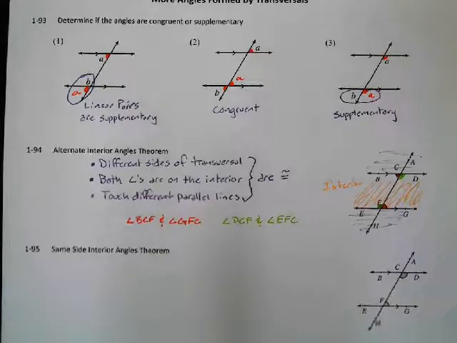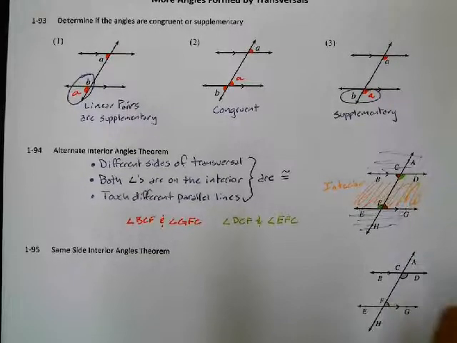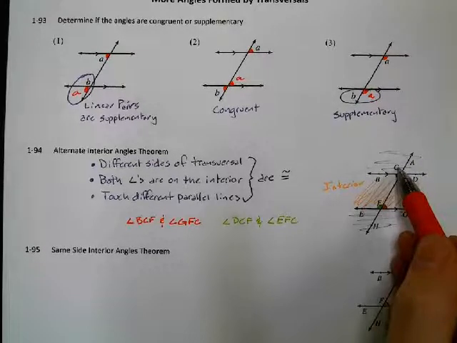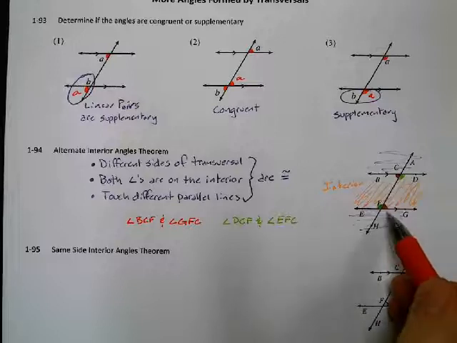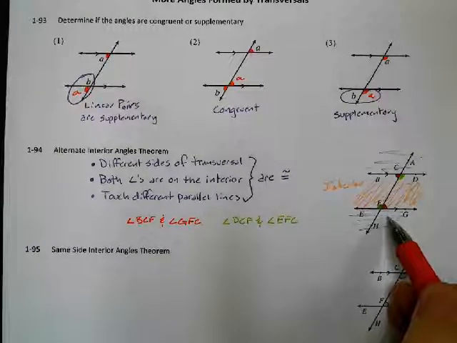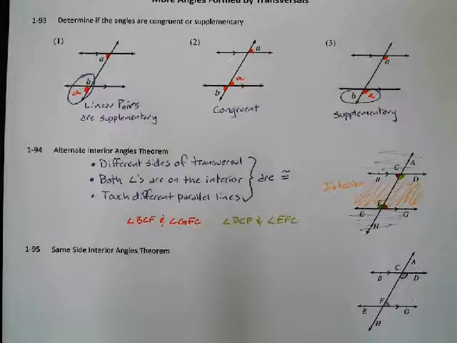Now, as a side note, there is such a thing as alternate exterior angles. So like this angle up here and this angle down here, those would be called alternate exterior angles, and they would also be congruent. For some reason, this book doesn't add alternate exterior angles, but it's a thing.